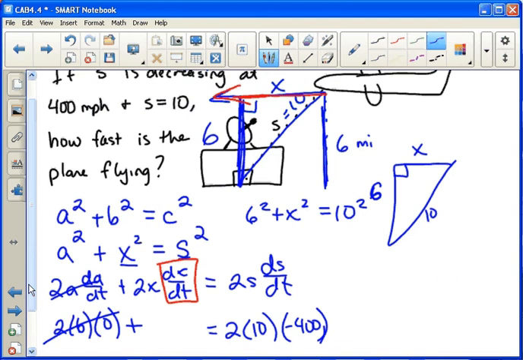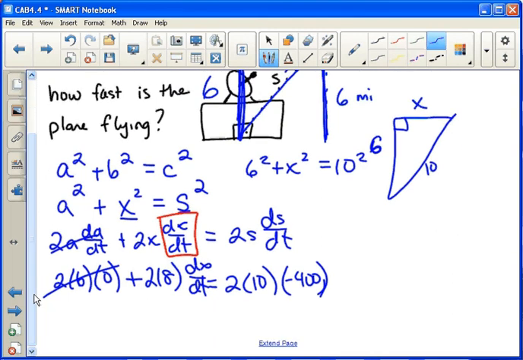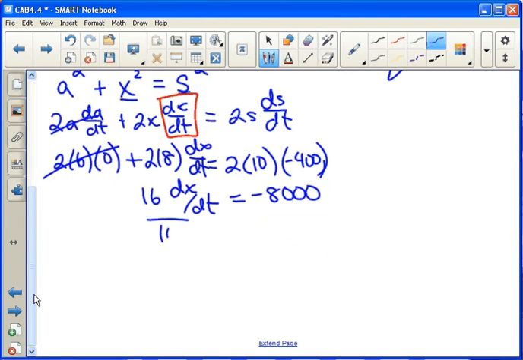Now it's just a matter of solving for dx over dt. 2 times 8 is 16. 2 times 10 is 20, times negative 400 is negative 8,000. Divide both sides by 16, and I get that the plane speed is negative 500 miles per hour. And all the negative is implying is that the distance between the plane and that building is decreasing. So if you'd rather just put a positive 500 in this case, that would be fine, because that's really only implying that the distance between the building, which is our point of reference, and the plane is decreasing.